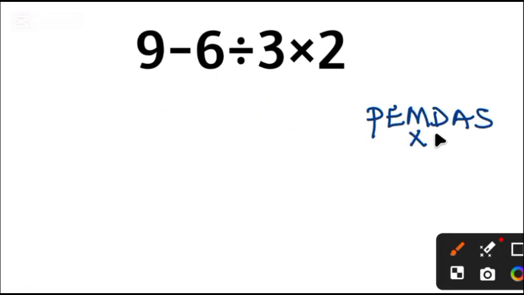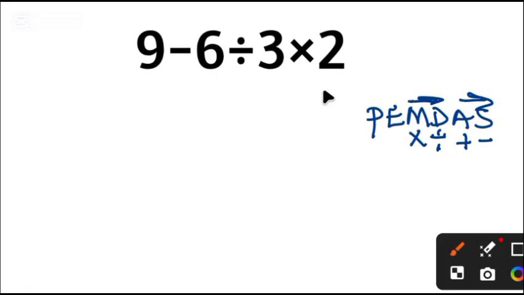M stands for multiplication and D stands for division. They are in the same order of priority. You evaluate from left to right. A and S stand for addition and subtraction. You evaluate from left to right. So we are going to do this multiplication and division first before we do the addition and subtraction.